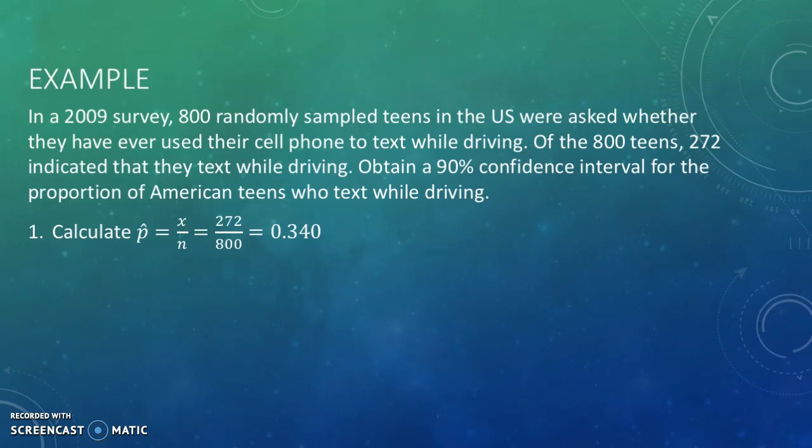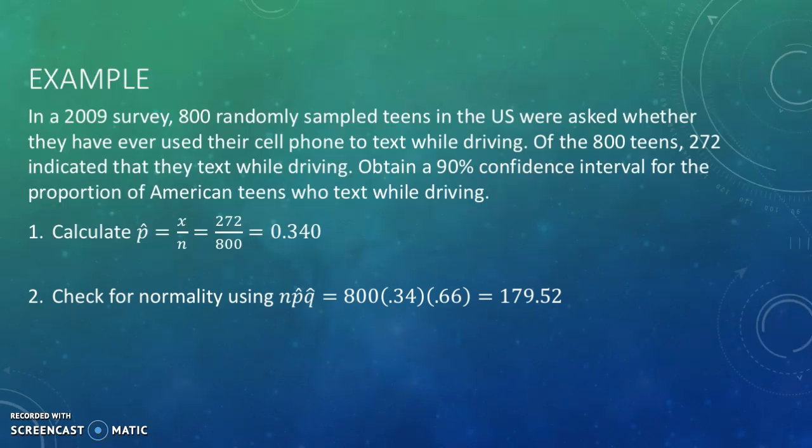So first step is to calculate your p hat, your point estimate. We have an x value, the number of observed teens who admitted to texting while driving. We have a sample size of 800. 272 divided by 800 is 0.34. You are supposed to keep 3 decimal places. In this case, it works out that that third one is a 0, so it doesn't really make a difference.